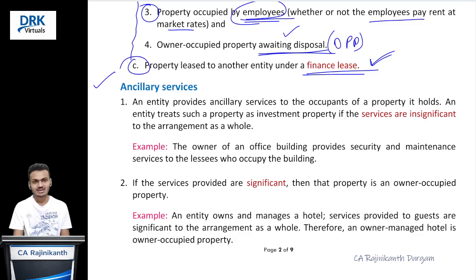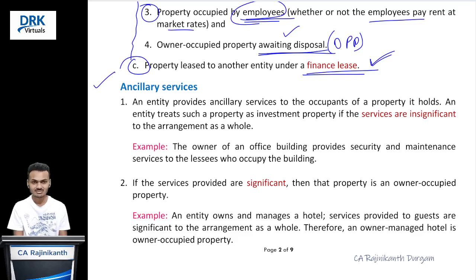Suppose, in addition to giving our property on rent, if the entity provides any other ancillary services, we need to check whether those services are significant or not for that whole arrangement. If those services are significant, we should treat that property as owner occupied property. If those services are not significant, we can treat that property as investment property.